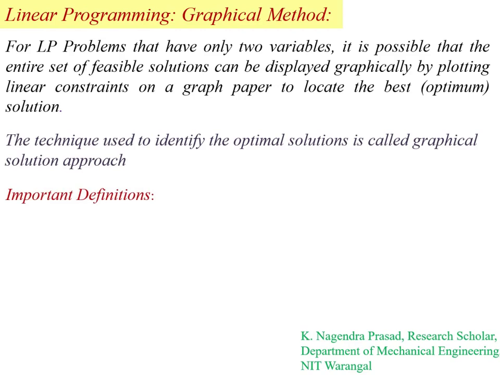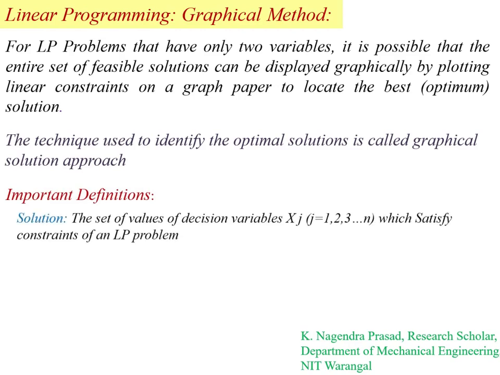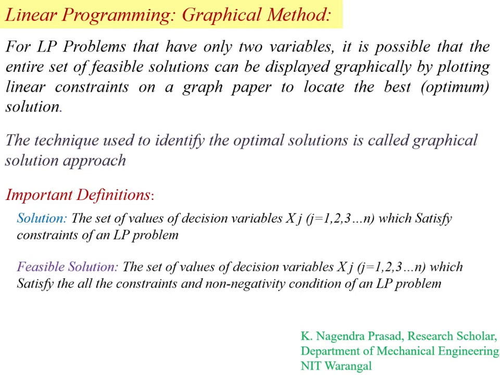Let's see some important definitions. First one is solution. It is the set of values which satisfy the constraints of the linear programming problem. Second one is the feasible solution. The set of values which satisfy all the constraints, which means a single value which satisfies all the constraints, and a set of these types of values we are calling a feasible solution.